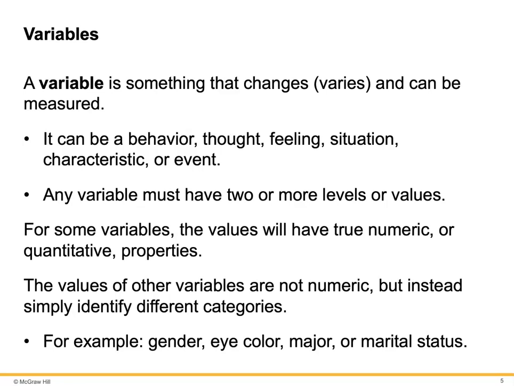Okay, so examples of variables a psychologist might study include cognitive task performance, depression, intelligence, reaction time, rate of forgetting, aggression, gender, eye color, marital status. These are all considered variables.